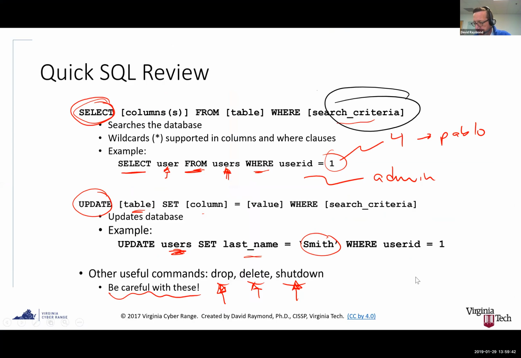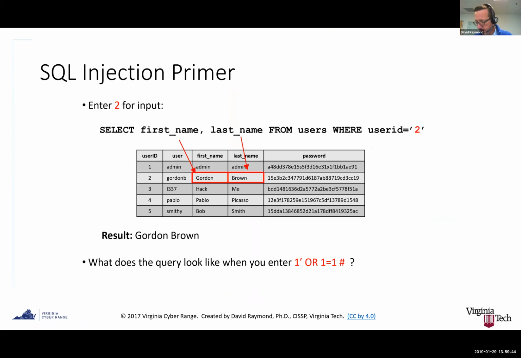So here's what we did in that example, right? If we put in a 2, then we're going to match. We're going to get first name and last name from the users table where user ID equals 2. So that's this row, and we get out Gordon and Brown.